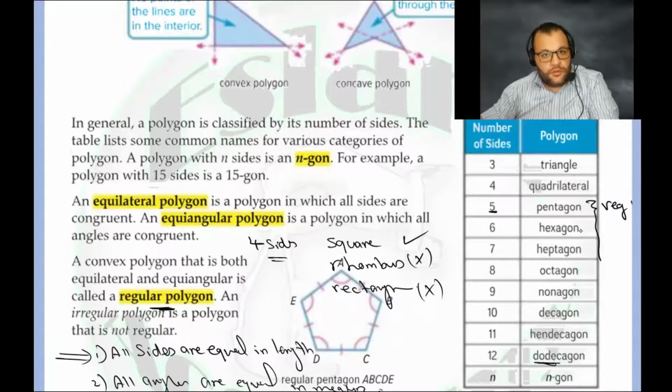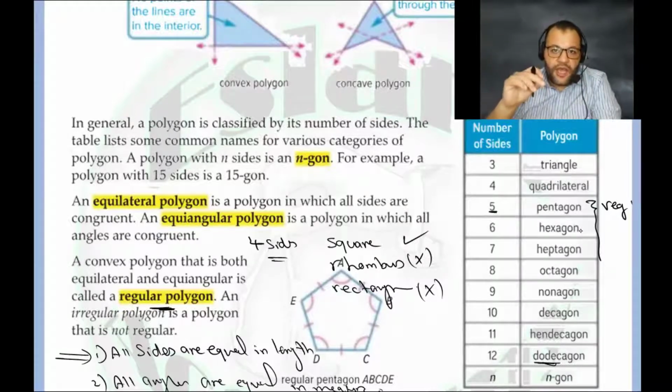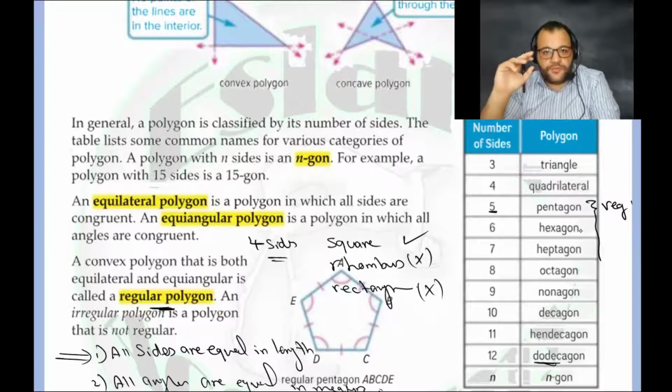Do you understand? When I say only pentagon, it means it's irregular. When I need to mention a regular one, I have to say regular pentagon, regular hexagon. Like the triangle: when I say triangle, which triangle does it mean?